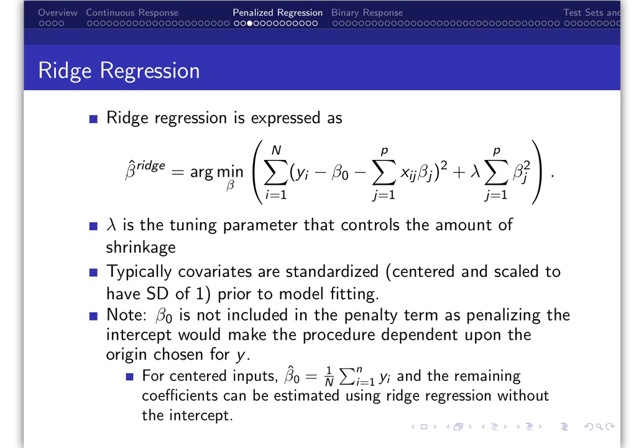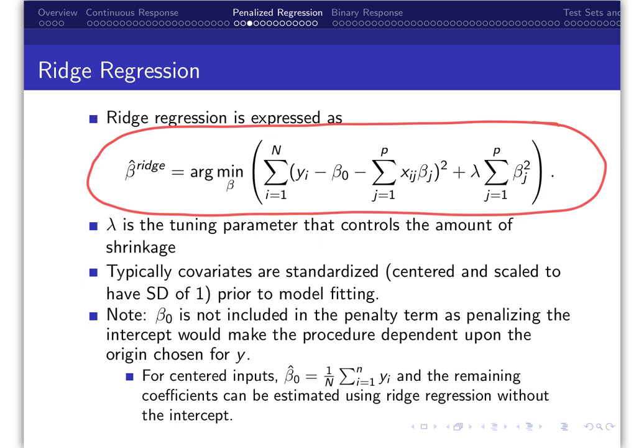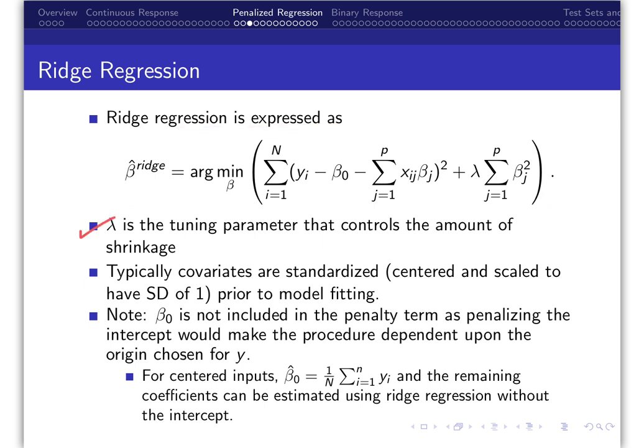Solutions based on penalizing the size of the beta sub j estimates so that the bias introduced is traded for reduced variance of the estimates have been proposed. A specific method called ridge regression can be expressed using this equation. Here, lambda is the tuning parameter that controls the amount of shrinkage. If lambda equals 0, the solution is the ordinary least squares estimate. As lambda increases, the amount of shrinkage of the parameter estimates increases.